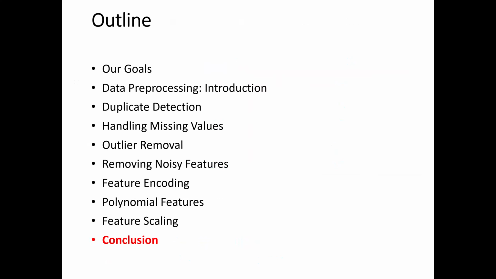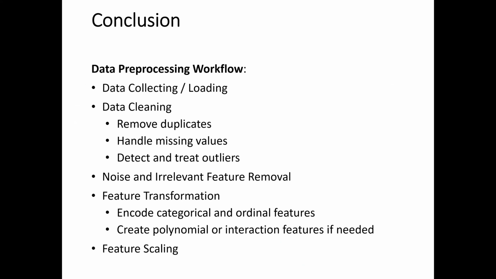We are now moving on to the conclusion. So, this is how all the steps of data preprocessing come together. We start with collecting the data, then clean it, fixing duplicates, missing values, and outliers. After that, we remove noisy or irrelevant features and transform the useful ones through encoding or feature engineering. Then we scale the data to make sure all features are comparable. And finally, we get a clean, ready-to-use dataset for model training and testing.